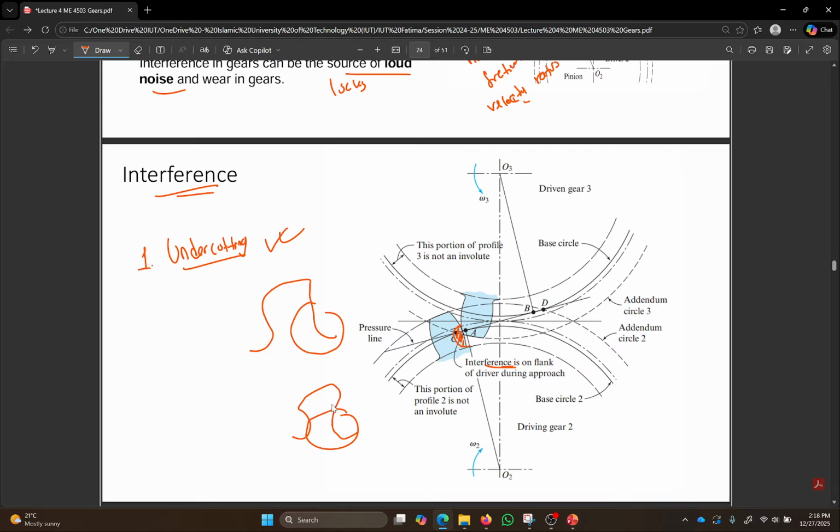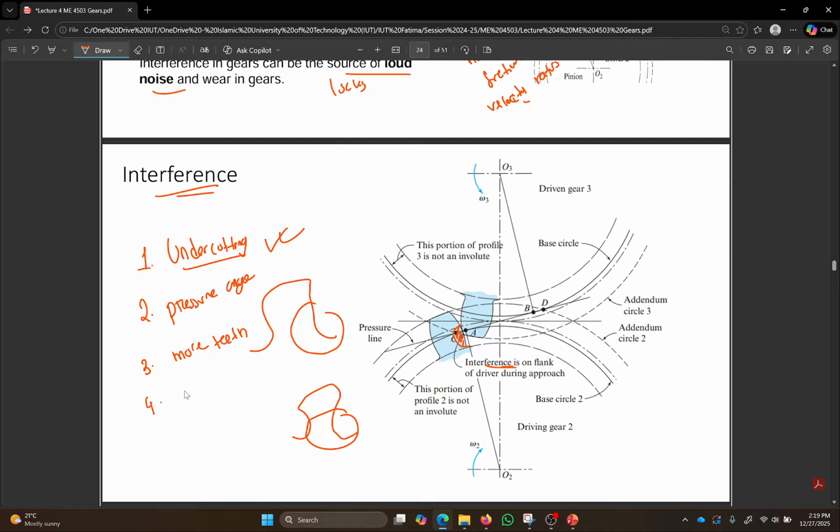Okay, so there are other solutions. You can change the pressure angle. If you change the phi, the base circles restructure themselves, so that can ensure that the non-involute profile and the involute profile do not match. Another option is you can increase the number of teeth, more teeth. Basically you're changing the diametral pitch or number of teeth.